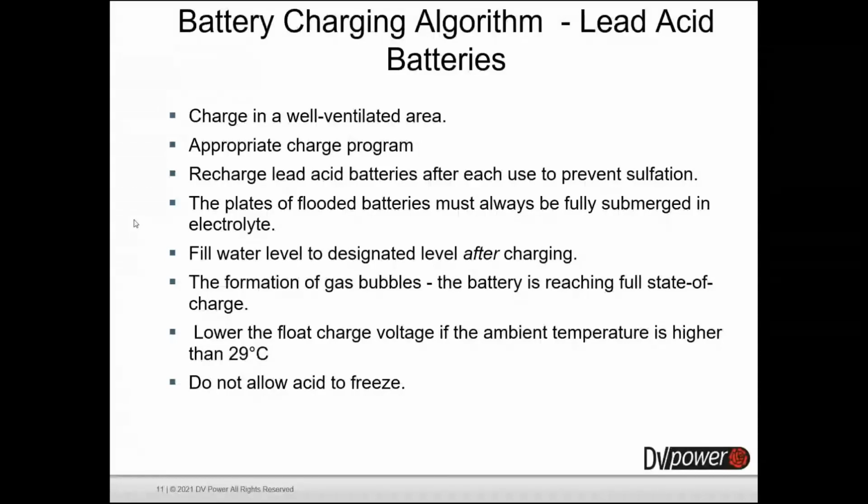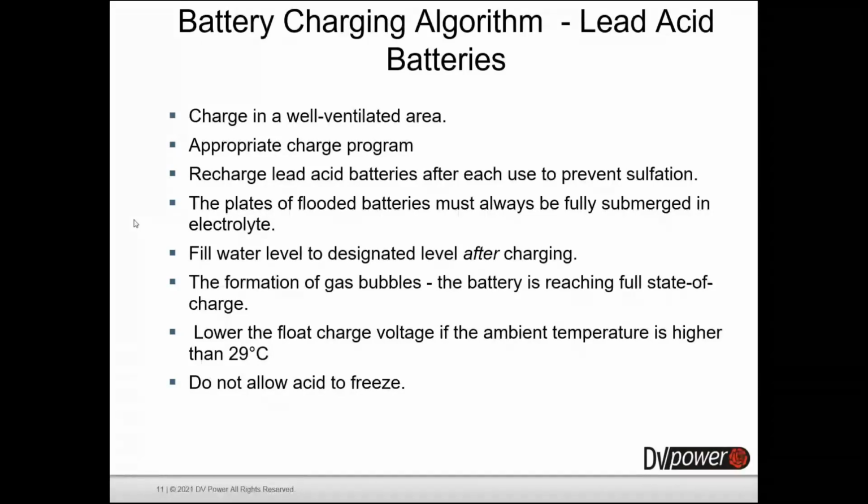The formation of gas bubbles in a flooded lead acid battery indicates that the battery is reaching full state of charge. So that's one of your indicators that the battery is reaching full state of charge. You need to lower the float charge voltage if the ambient temperature is higher than 29 degrees Celsius. Of course, this point cannot be taken for granted. You need to check with the manufacturer about this threshold. It's usually 29 degrees Celsius, but sometimes it's lower, and sometimes it is even 31.